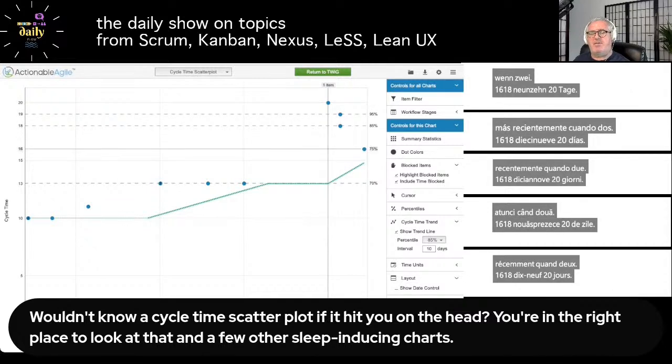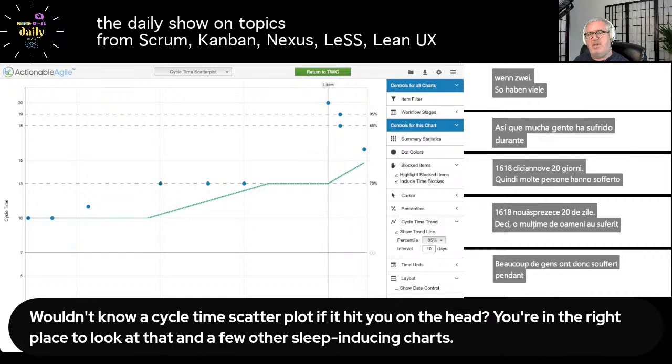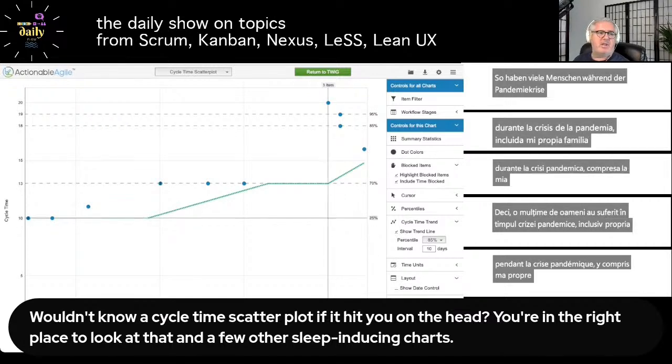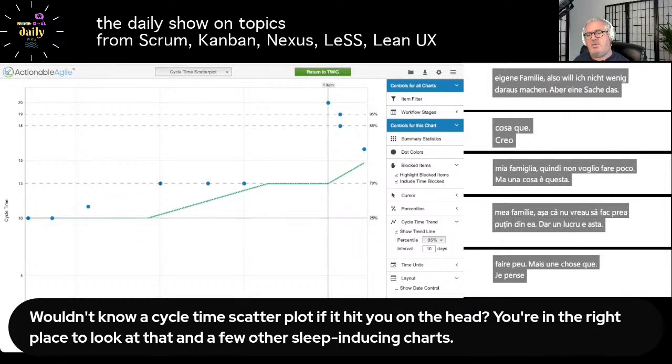So a lot of people have suffered during the pandemic crisis, including my own family. So I don't mean to make little of it. But one thing that I think a lot of people understand now is reading a graph.